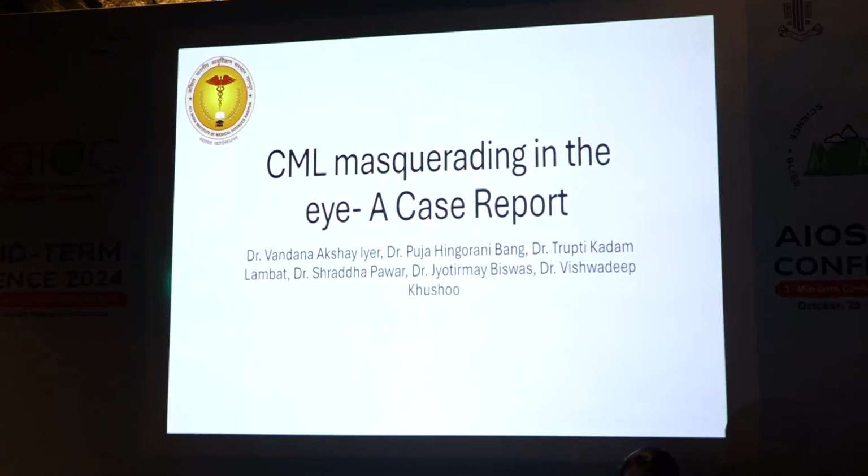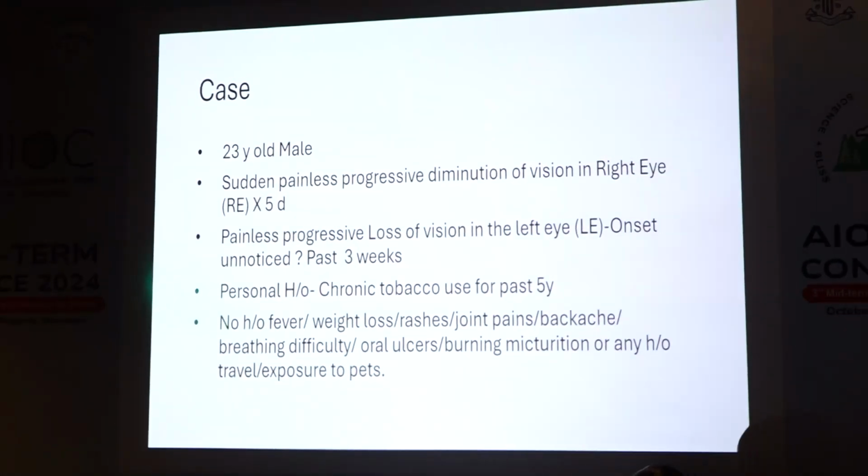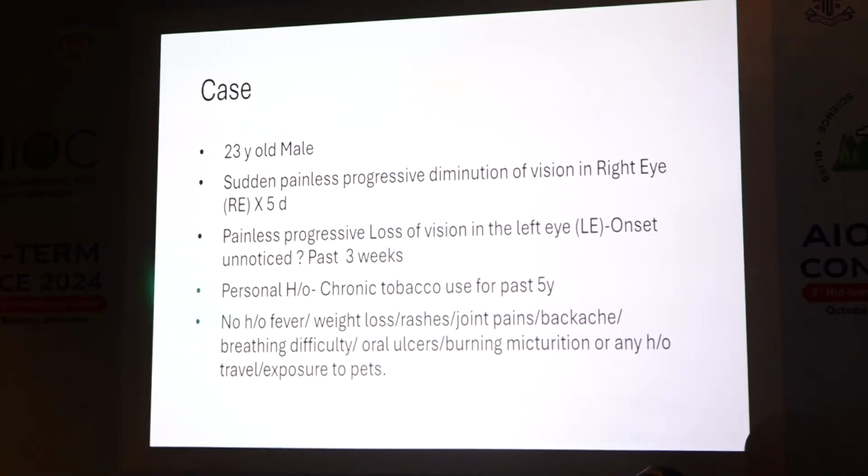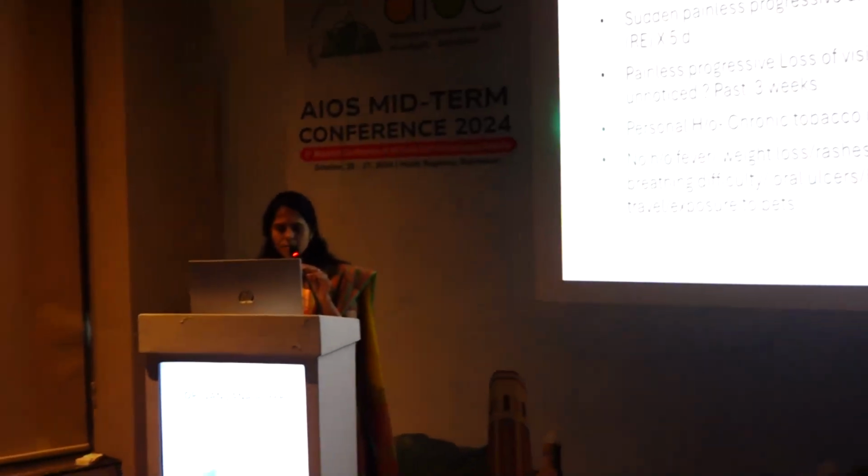This is an interesting case of a 23-year-old male who presented with sudden painless progressive diminution of vision in the right eye for the past 5 days. This was preceded by a painless progressive loss of vision in the left eye. Onset was unnoticed, probably the past 3 weeks. He was a chronic tobacco user for the past 5 years. The past history was unremarkable.